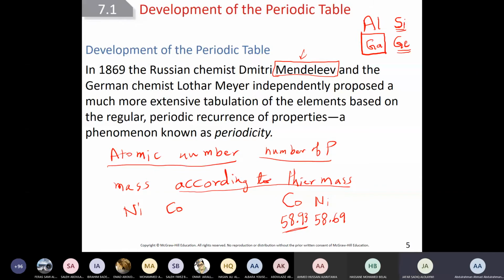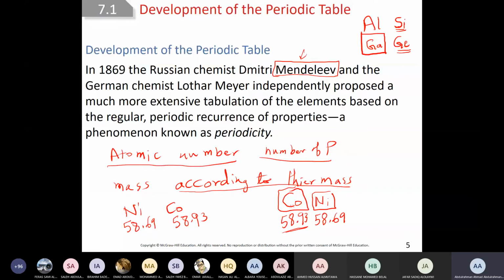So before Mendeleev, people used to put nickel, and after nickel they put cobalt, because the mass of this one is 58.69 and this one is 58.93. As you look at the periodic table, always the mass is increasing. But Mendeleev said no. The cobalt belonged to its group, so I put cobalt before nickel. He put them in this order, and that's another discovery by Mendeleev. Is this clear? These are great discoveries.